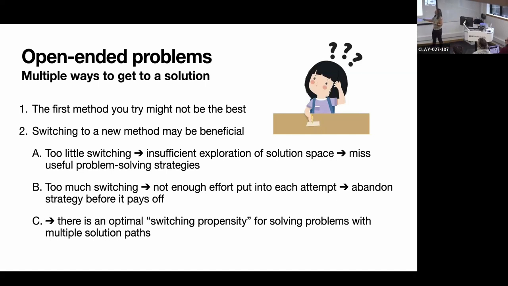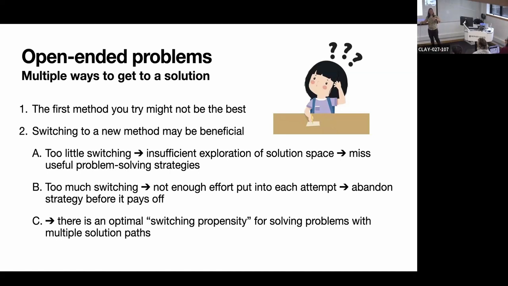On the other hand, if you do too much switching, maybe you have not put enough effort in each attempt, right? You don't dig in deep enough. And so then you abandon your strategy before it pays off, because you do have to do a little bit of work to see if your strategy is going to pay off. So that suggests you don't want to do too little switching, you don't want to do too much switching, which suggests there is a Goldilocks switching, which is an optimal switching propensity to solving problems which have multiple solution paths.